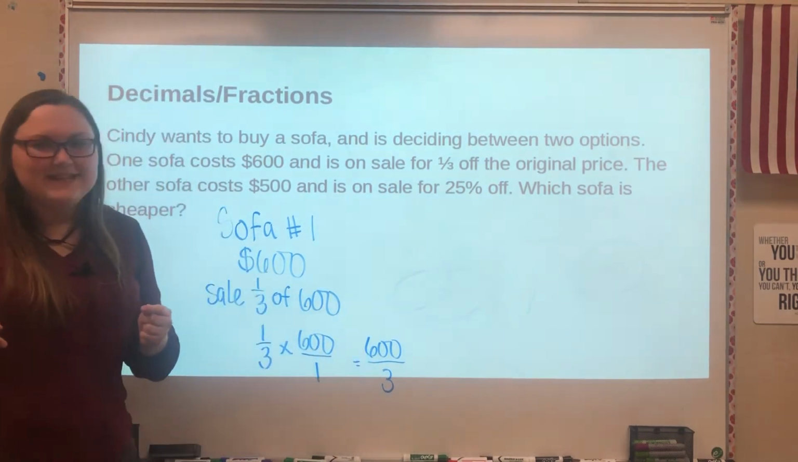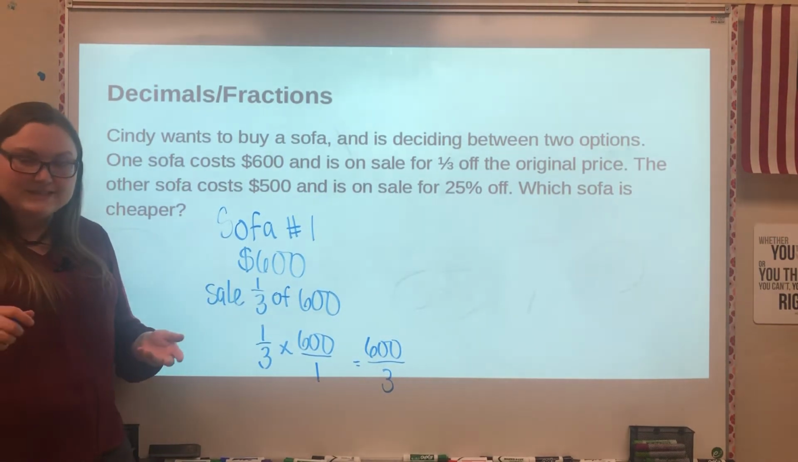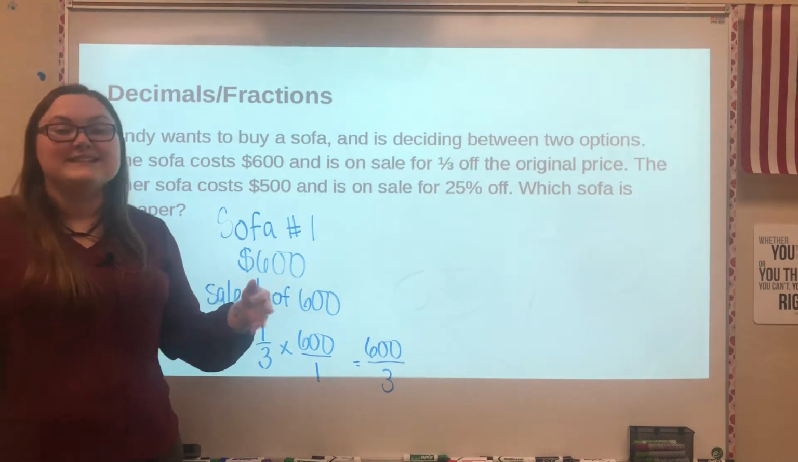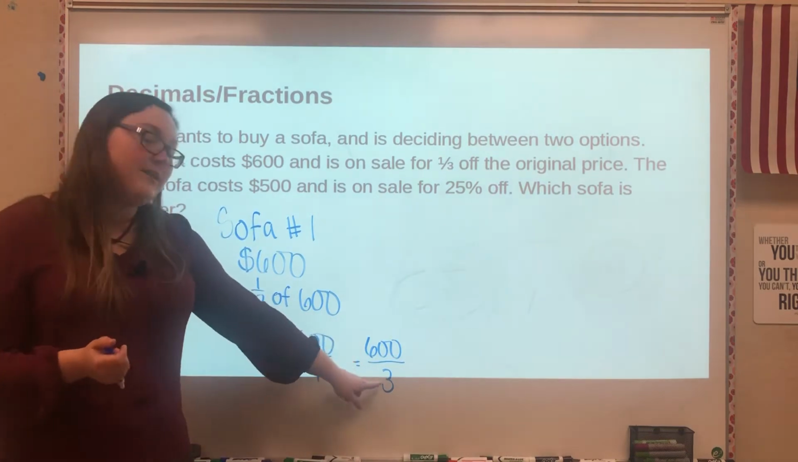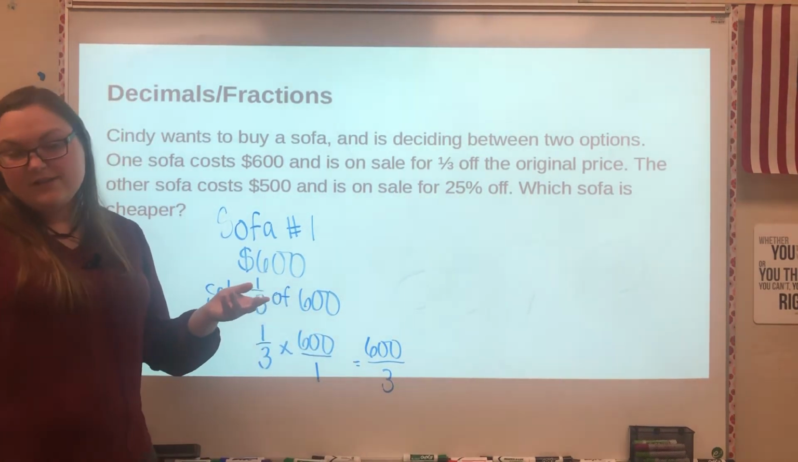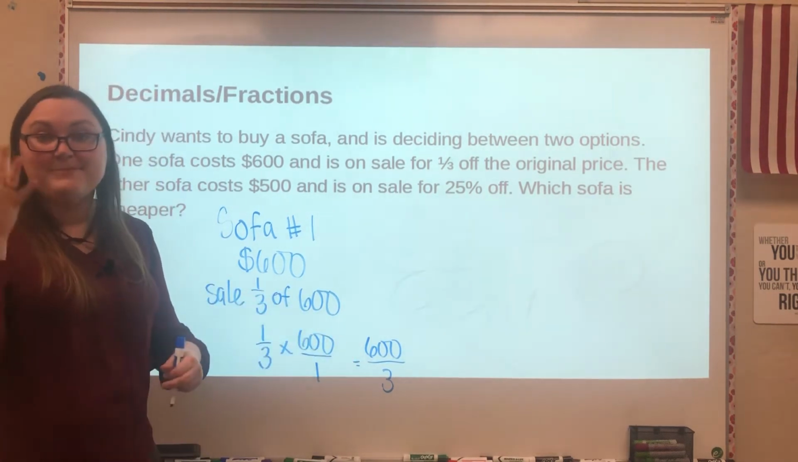One of the comments I saw on a test was something about, well, the numbers aren't even, so you can't simplify. If both numbers are even, like 2, 4, 6, 8, 10, that's a sign you can divide by 2. But even if you have an odd number like 3, it doesn't mean you can't simplify. You just have to look at other numbers. So 600 and 3, both of those numbers you can divide by 3.